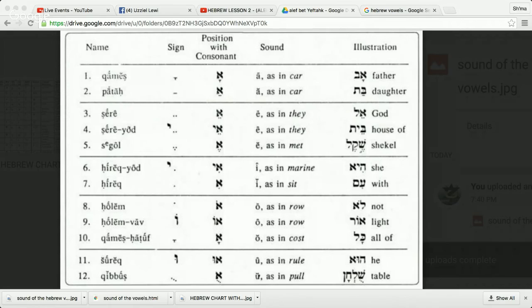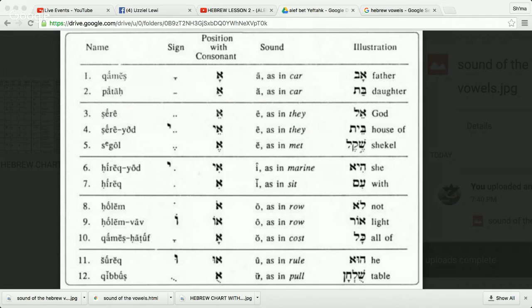Bat. Did y'all hear that? Bat. B, ah, t. The Beit makes the b sound. The Tal makes the t sound. B, ah, t. Bat. We got it? For number 1, we did Av, Aleph being the silent letter, the Kamatz, and the Beit. We got Av. But the next word, we have Bat.